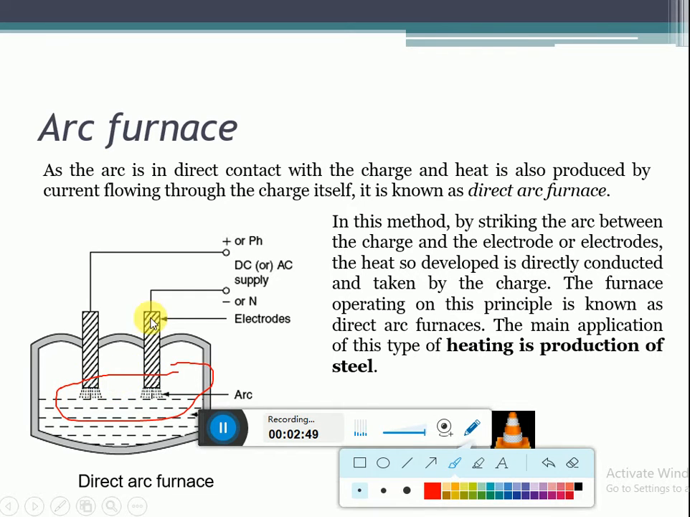You can see that two electrodes are put in one chamber and given a supply, and this supply is in direct contact with the charge. This is called the direct arc furnace. We can visualize only the figures, but we cannot fully understand from them. So now let us start with a video, and you can definitely understand what the direct arc furnace is.